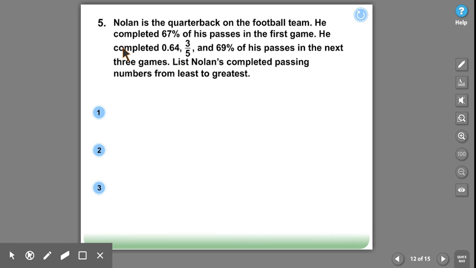Example number 5. Nolan is quarterback on the football team. He completed 67% of his passes in the first game. He completed 0.64, 3/5, and 69% of his passes the next 3 games. List Nolan's completed passing numbers from least to greatest. Okay, again, we have all different forms here. We have percents, we have decimals, and we have fractions. My best advice to you is put them all to decimals because they're easier to compare. So express each number as a decimal and then compare.